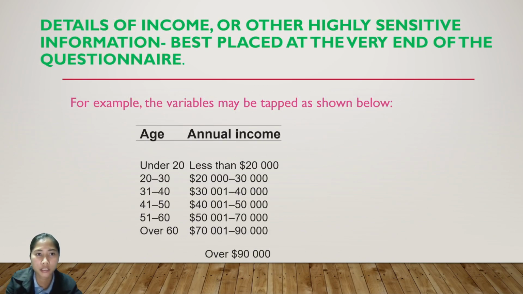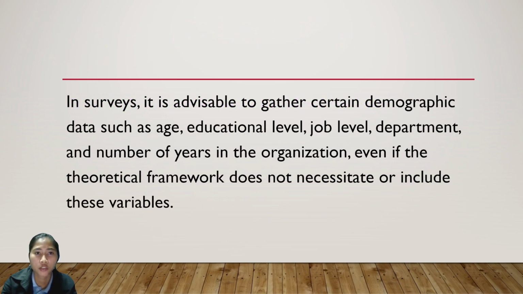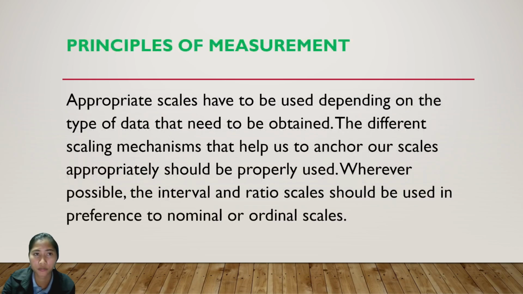So this is an example of a classification of data. Details of income or other highly sensitive information are best placed at the very end of the questionnaire. In surveys, it is advisable to gather certain demographic data such as age, educational level, job level, department, and number of years in the organization, even if the theoretical framework does not necessitate or include these variables.